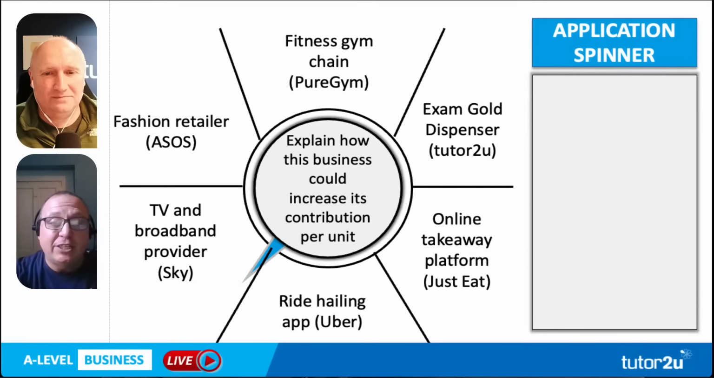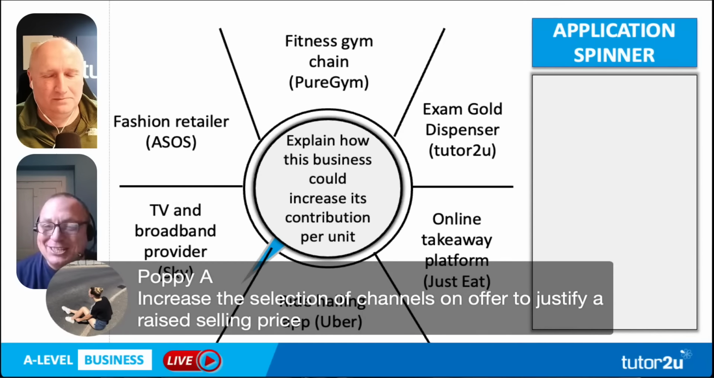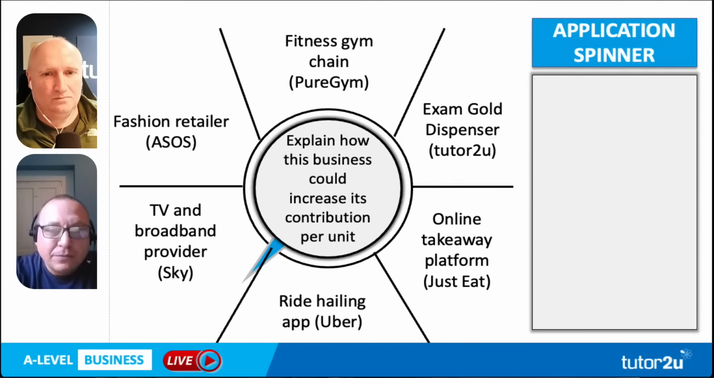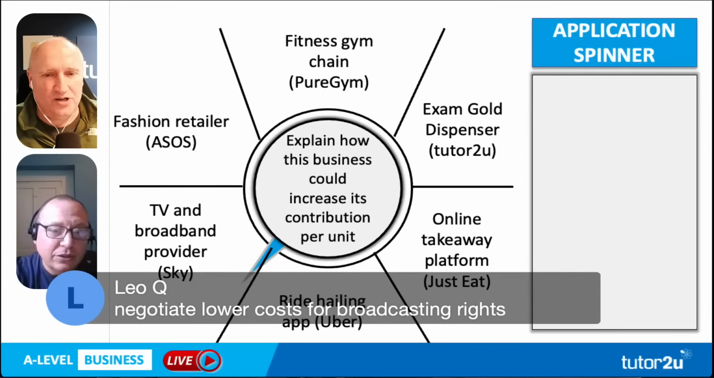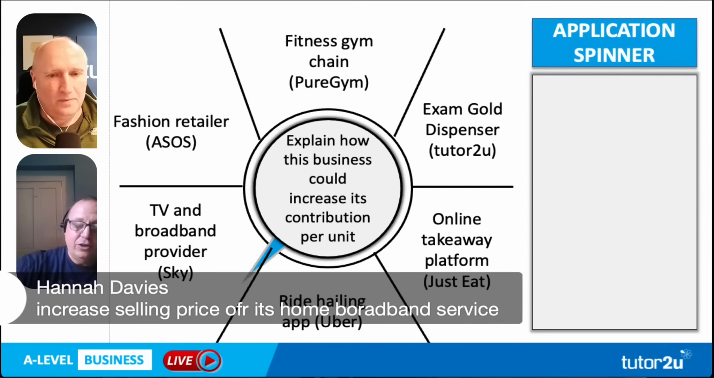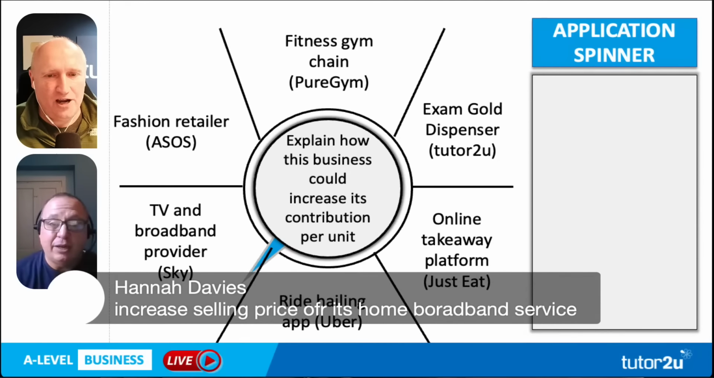So explain how this business could increase its contribution per unit. We've got TV and broadband provider Sky, and actually this is a fantastic example because they've done something really interesting. They've streamed the business, if you pardon the pun, which has led to an increase in contribution per unit. What do we think? I'm just putting a few here which are nicely applied in the context of Sky. That's very good, that the broadcasting rights have really increased the selling price of broadband. Yeah, that's very, very good. Well done, Hannah. That is brilliant.